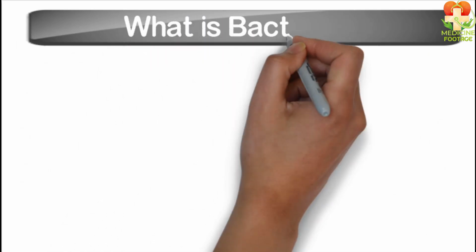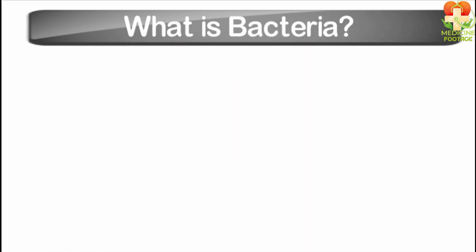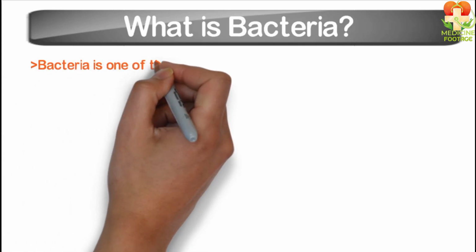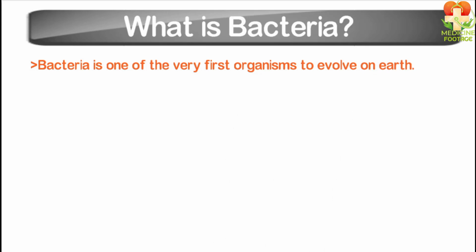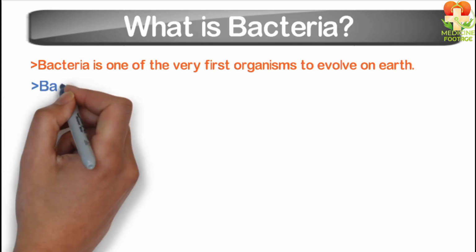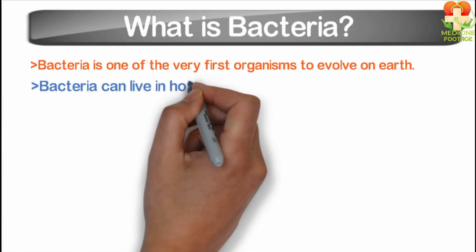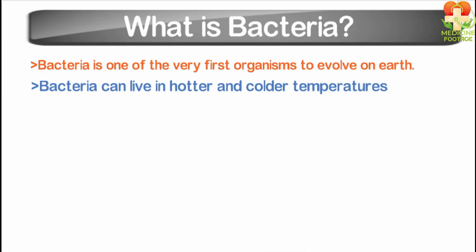So let's start. Do you know that when this world began, the first living organism was bacteria? Bacteria are organisms that can survive in any type of environment on Earth, whether it is very cold temperatures or very hot temperatures. They can survive in any type of environment.